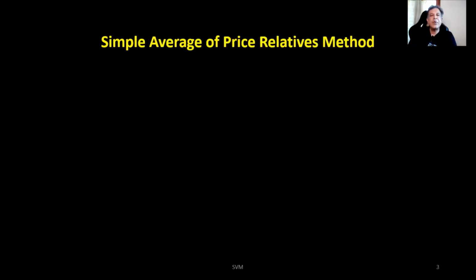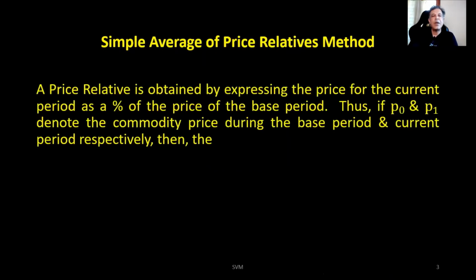The next method is the simple average of price relatives method. In this, we first calculate the price relative for each of the commodities. How do we do that? We'll see that. A price relative is obtained by expressing the price for the current period as a percentage of the price of the base period.